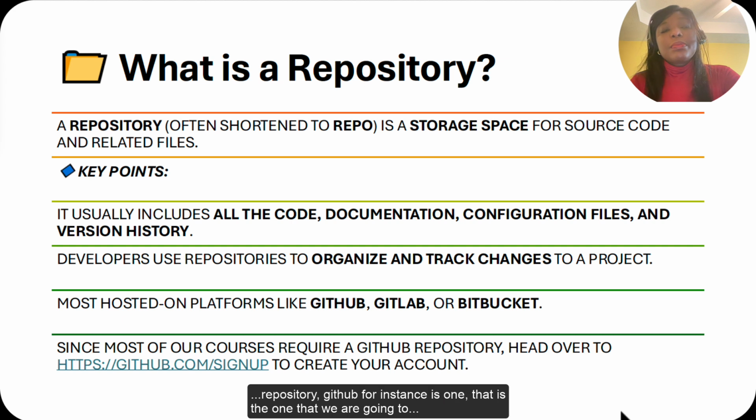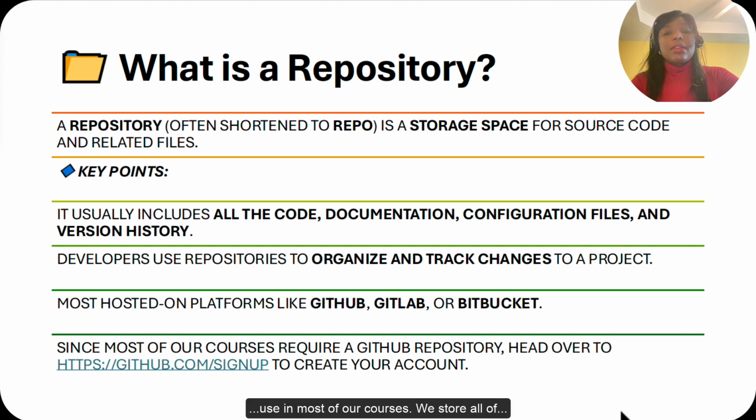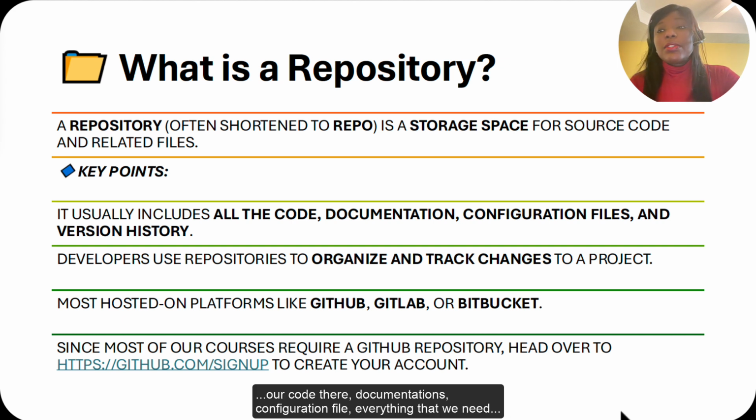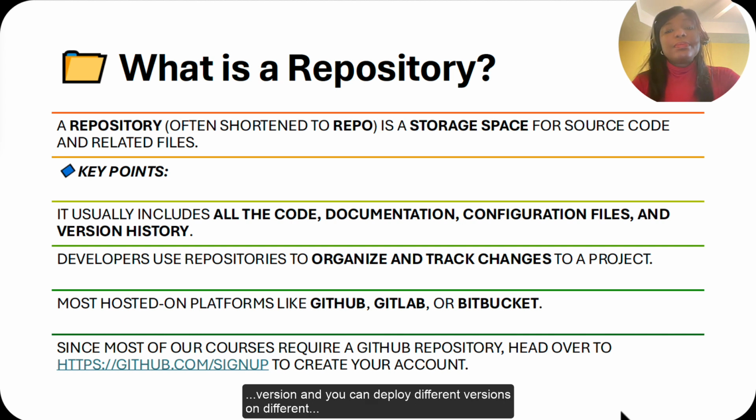When we have a source code repository, GitHub for instance is one, and that's the one we're going to use in most of our courses. We store all of our code there, documentation, configuration files, everything that we need for that code. And when a group of developers work on the code, there's this versioning which is done with Git, and we can see the version history of who changed what, when it was changed, when it's updated, and you can always revert back to a different version, and you can deploy different versions on different machines if you choose.